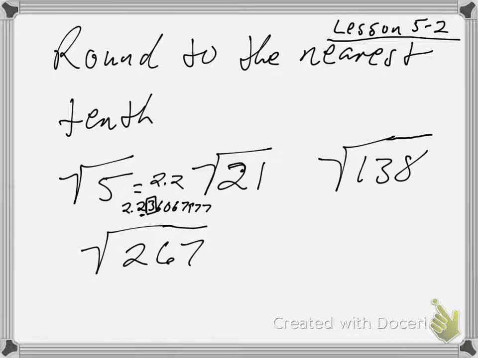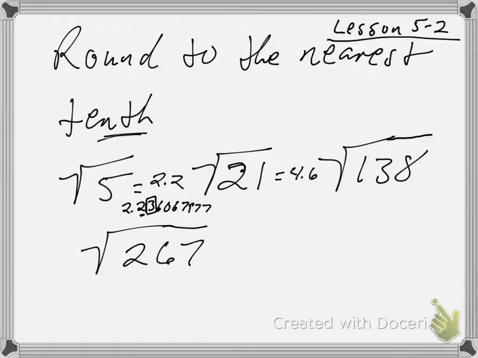Okay, how about square root of 21? Go for it, Abigail. 5.0. Is she right? I don't think so. Somebody got something different? Ma'am? 4.6. Round to the nearest tenth.